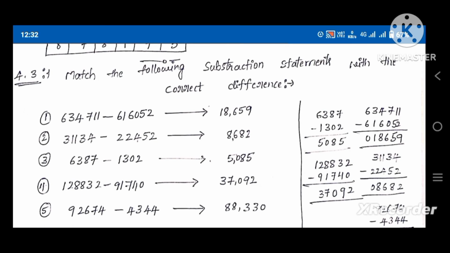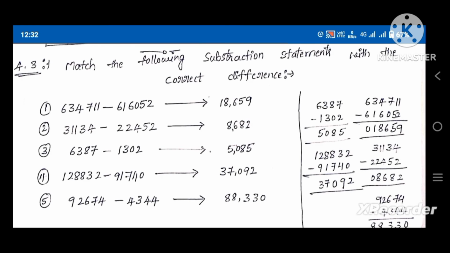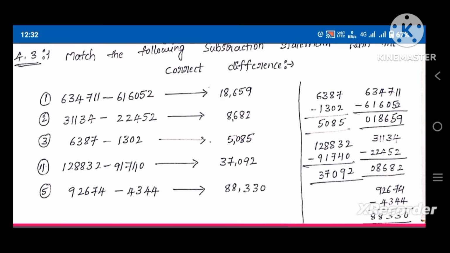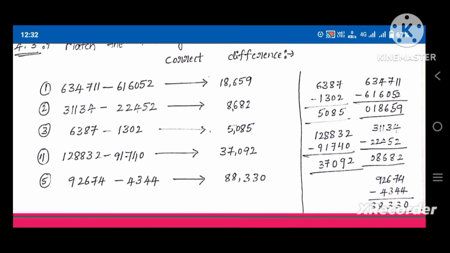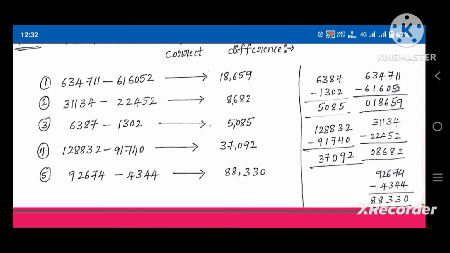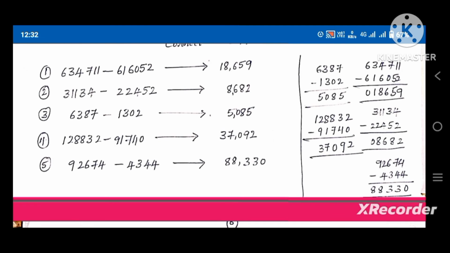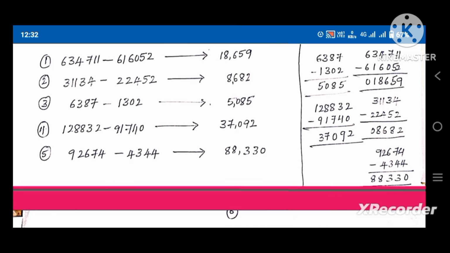Four point three. Match the following subtraction statements with the correct difference. First one, 6,34,711 minus 6,16,052. We get the answer 18,659.